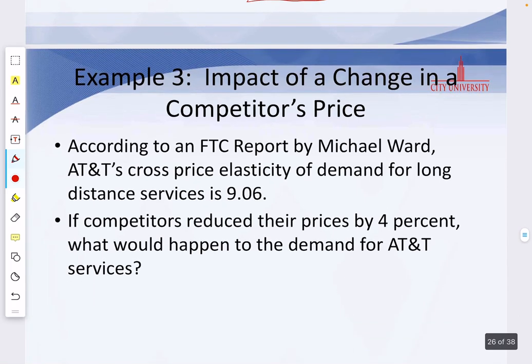And then example three, impact of change in competitors' price. According to an FTC report by Michael Ward, AT&T's cross price elasticity of demand for long distance service is 9.06. We can use this to forecast, and maybe we want to see the responsiveness to the competitor price. If a competitor reduces price by 4%, what will happen to the demand for AT&T service? Whether it increases or decreases the demand.